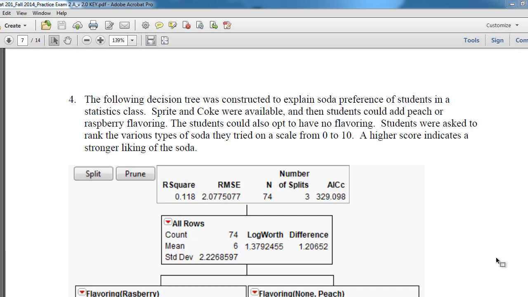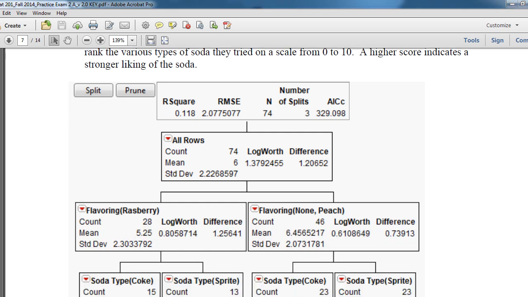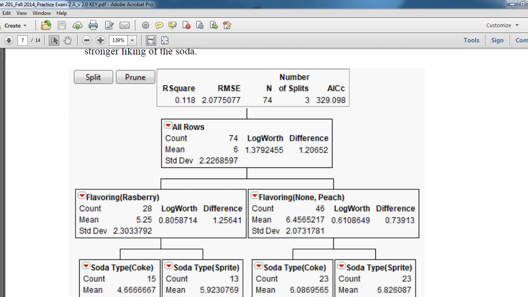The great thing about this question is this is actual data collected from a class, and it's rather interesting because you can see what students thought of certain types of Coke and Sprite and flavoring. So we see right here there were 74 total samples. This tree has 3 splits, as we can denote here. Let's check it out. Split 1, split 2, and split 3.